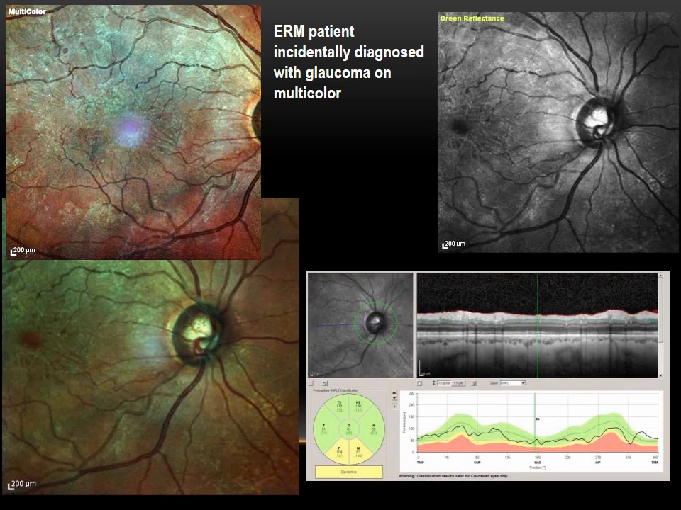One can see that inferotemporally in the green reflectance, as well as on the OCT. There is a slight dip, but it doesn't reach the abnormal range because of the thickness being artificially higher due to the presence of the epiretinal membrane.